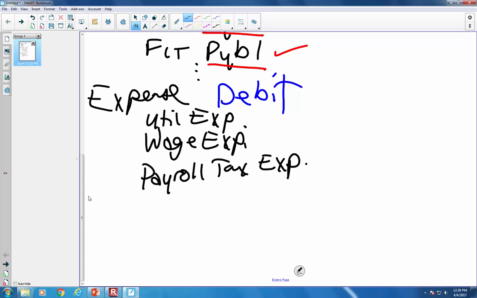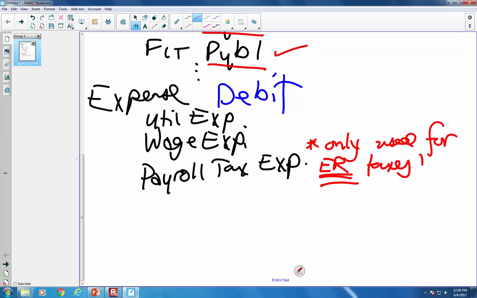What do you think? This account is only used for employer taxes. Tell me again what the 4 employer taxes are again. It's from that table from the first week of class. That's it. OASDI, HI, FUTA, and SUTA. Right?